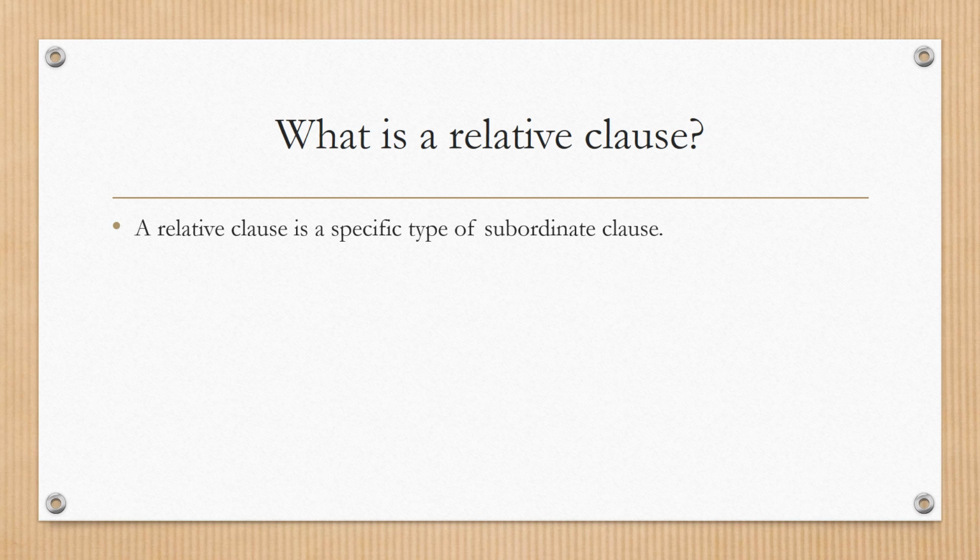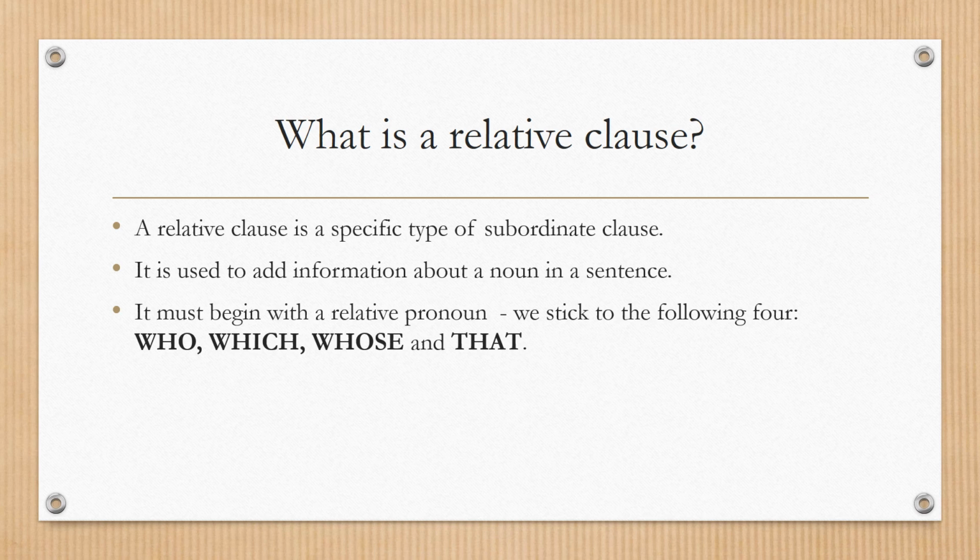We then have subordinate clauses which don't make sense on their own, and a relative clause is a particular type of subordinate clause. It's used to add information about a noun in a sentence. One of the other types of subordinate clause we look at in Year 5 and then in Year 6 is parenthesis. The difference with a relative clause is that it's just to add information about a particular noun in your sentence.